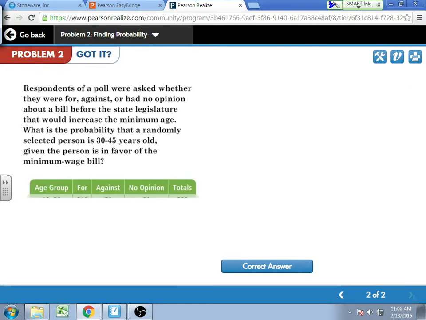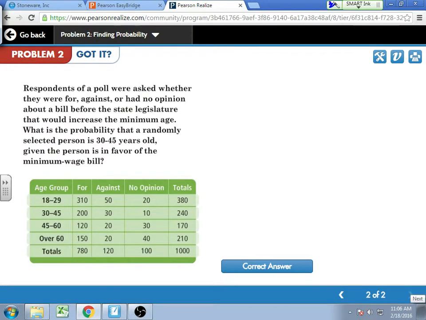Try this, got it. Be careful of what is the given condition. What is the given condition? Be very careful with this.